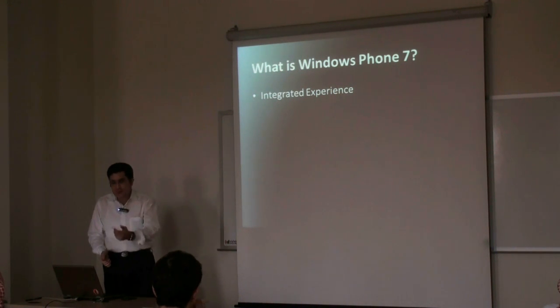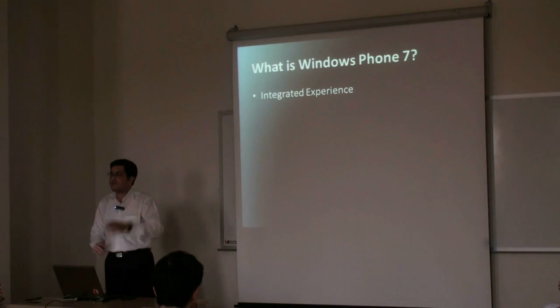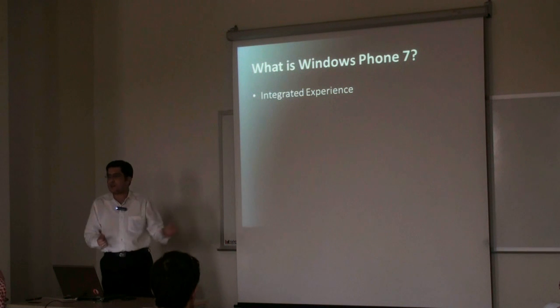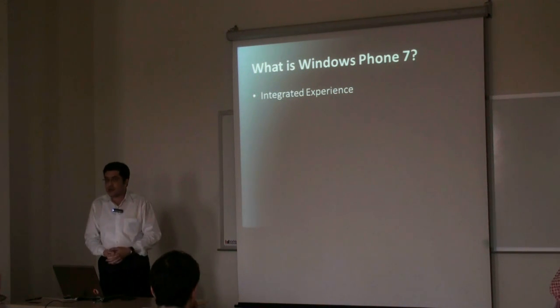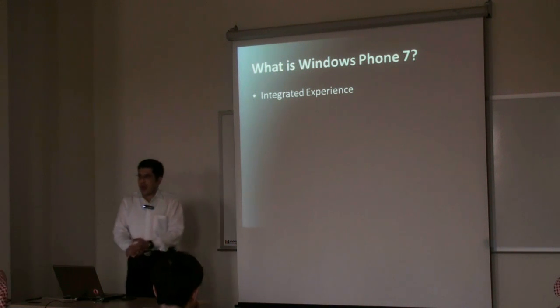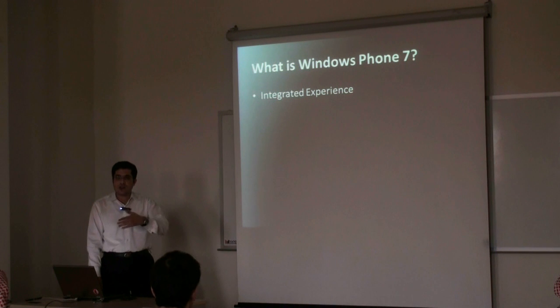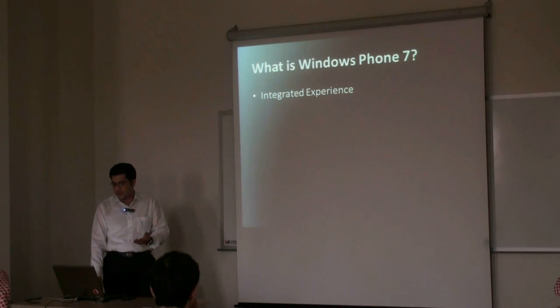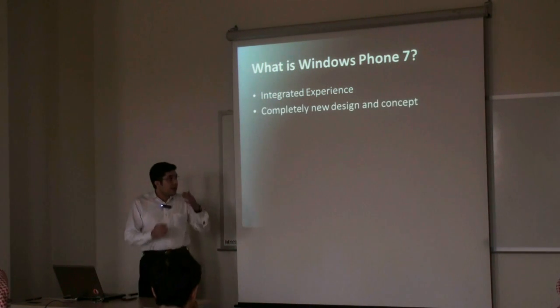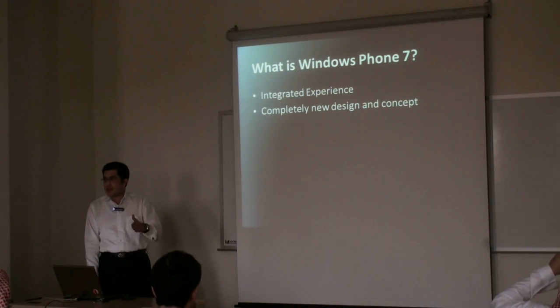So you just have to look at the phone and you will immediately see how many messages you have, what your friends are doing on Facebook, Twitter, MySpace, all these social networks. And at the same time, it keeps you productive, targeting business users with Exchange support and all the business features that you need. So the Windows Phone 7 has a completely new design.